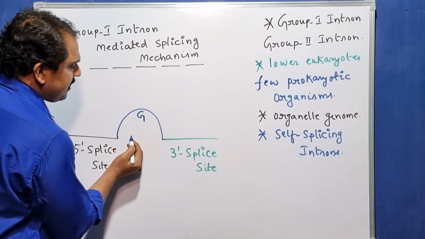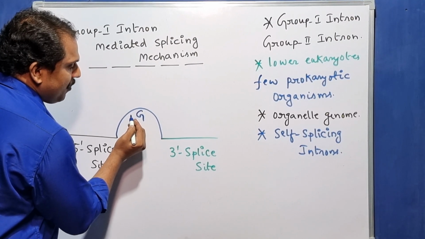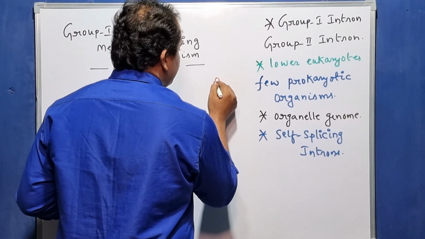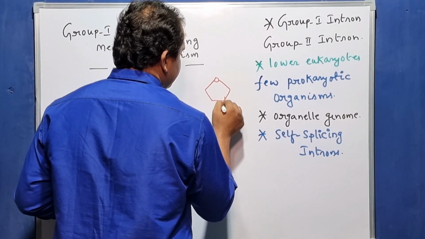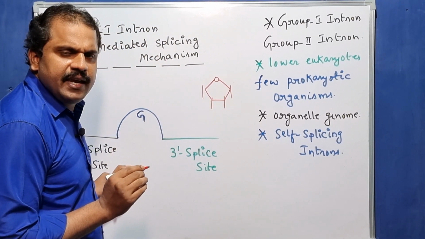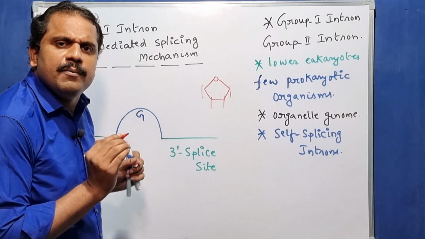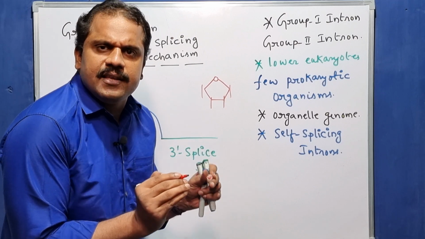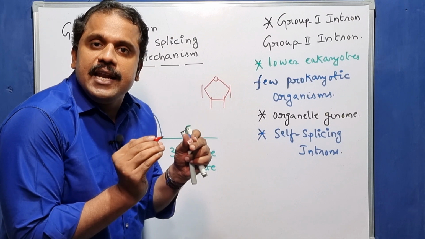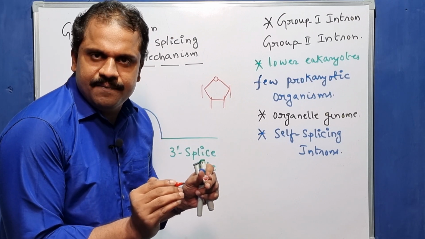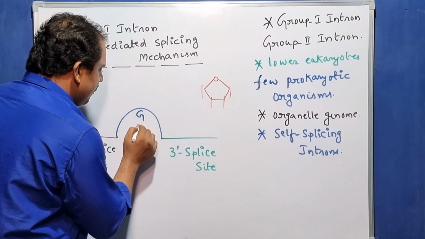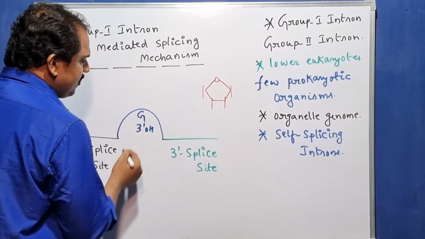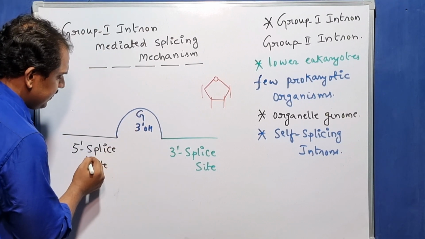This exogenous guanosine nucleotide possesses a hydroxyl group both at the second position and at the third position. So let us assume it as the ribose structure, the ribose sugar. As we all know, in case of rNTPs, there is a hydroxyl group both at the second position and at the third position. The hydroxyl group present at the third position is responsible for inducing the nucleophilic attack or nucleophilic cleavage. So let me print it here. The hydroxyl group present at the third position is responsible for inducing the nucleophilic attack at the 5' splice site.